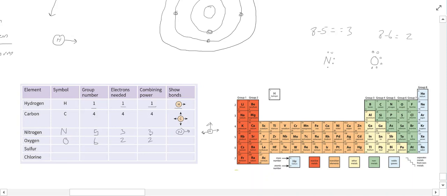So that means it can share an electron with 2 other atoms, or it can share 2 electrons with 1 other atom. So again, its symbol will be an O. I'll just write a circle around it, and then you can just write 2 arrows like this.